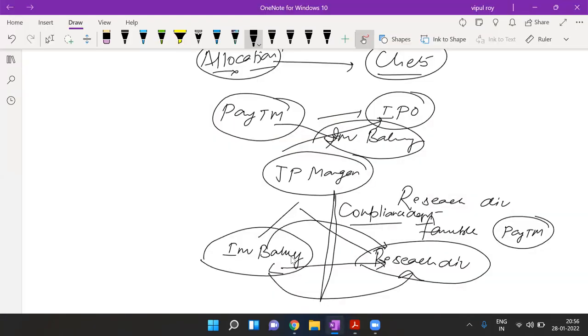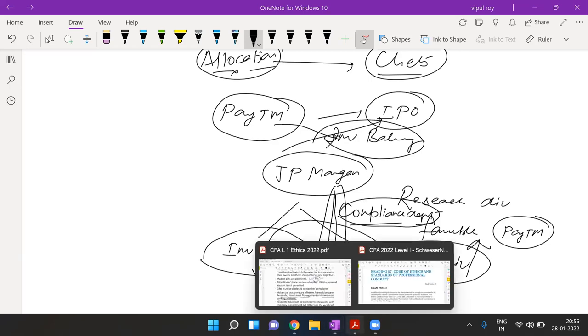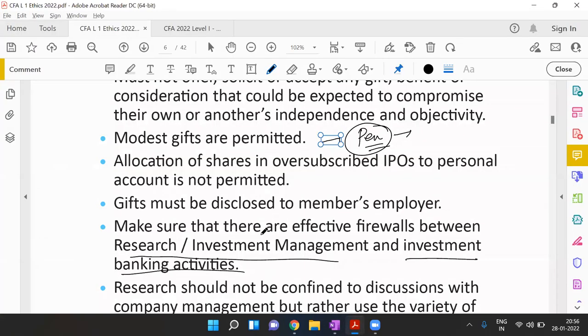Because what is the benefit to these investment banking guys? If they issue a favorable report, it is creating a perception in the mind of investors that this IPO is good, we should subscribe to it, although it is not favorable for investors. But under pressure from the investment banking team, they might issue a favorable report. So all communication happening between these two departments has to go through a compliance department and there has to be a firewall, right? So this was about this point.